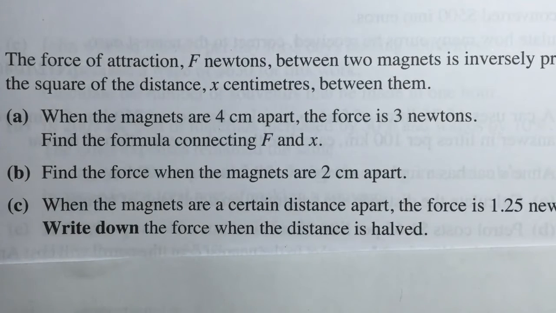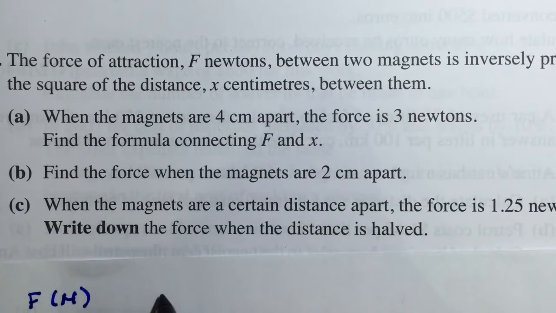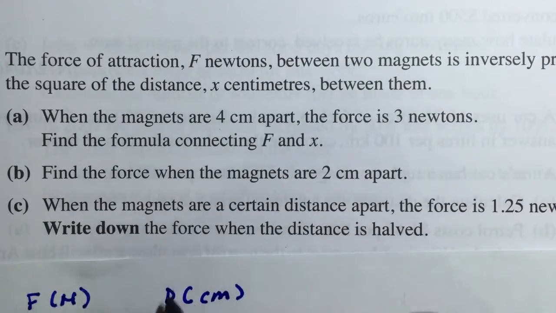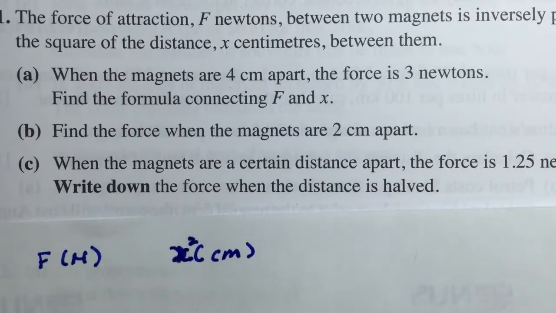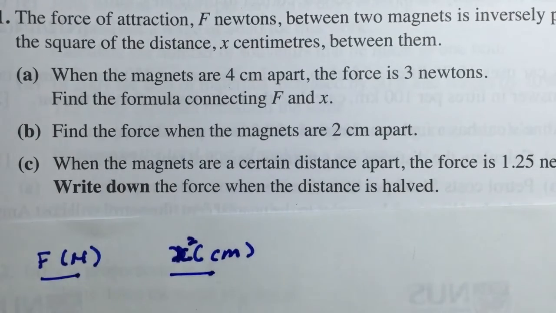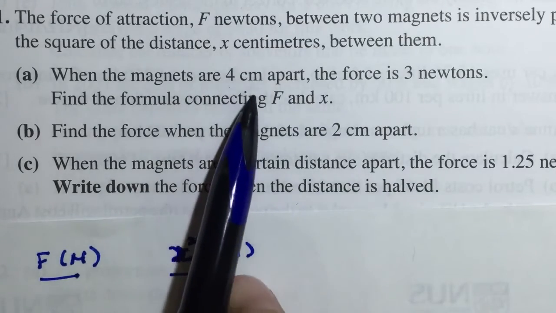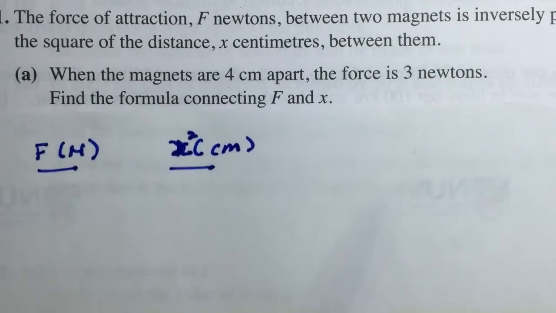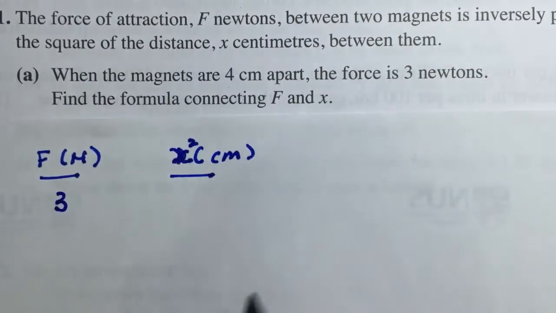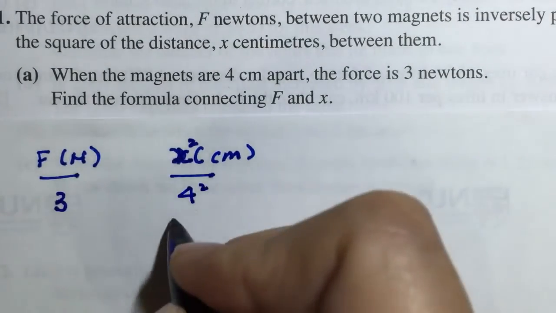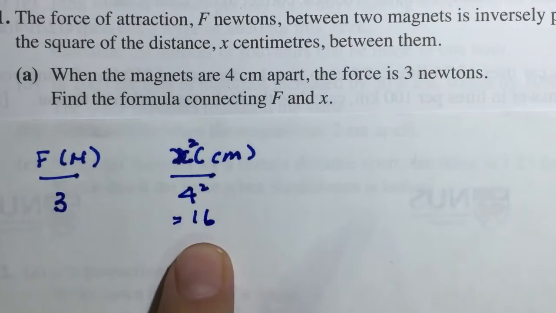So what we can do is write it out this way. We have a connection between the force and the distance. They say that it's inversely proportional to the square of the distance, so we have a connection where it is d squared, and since they have given us x cm, we can change this to x cm. So we can use the clue that was initially given. When the magnets are 4 cm apart, the force is 3 newtons. So in other words, when this is 3, my distance squared is 4 squared, which will give me 16. So 3 newtons is related to 16 cm.